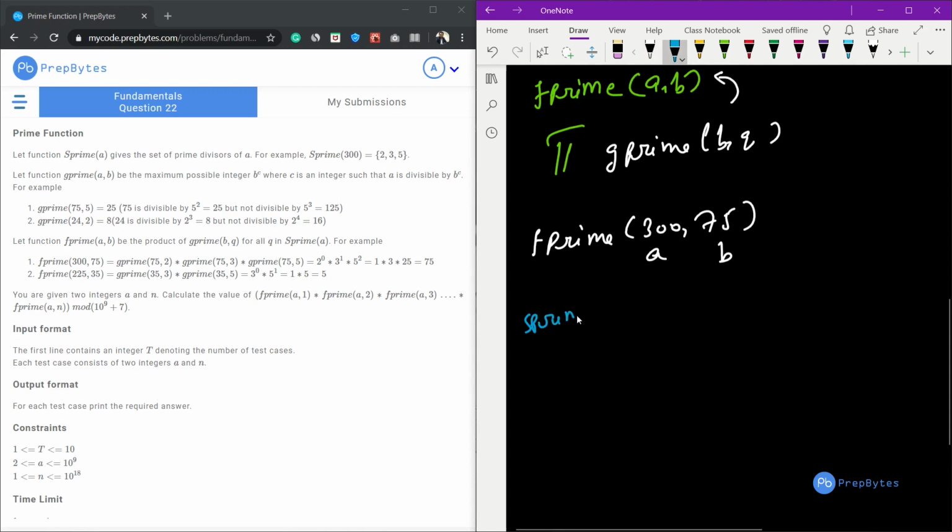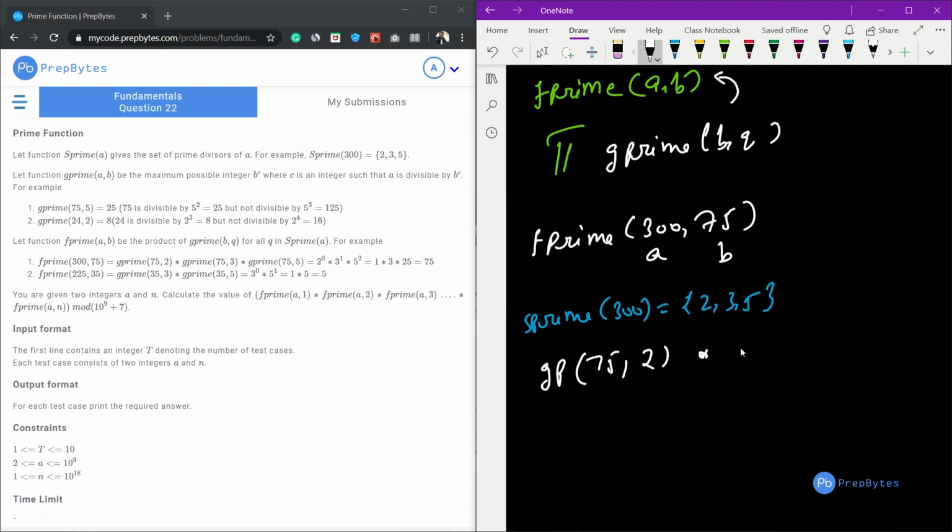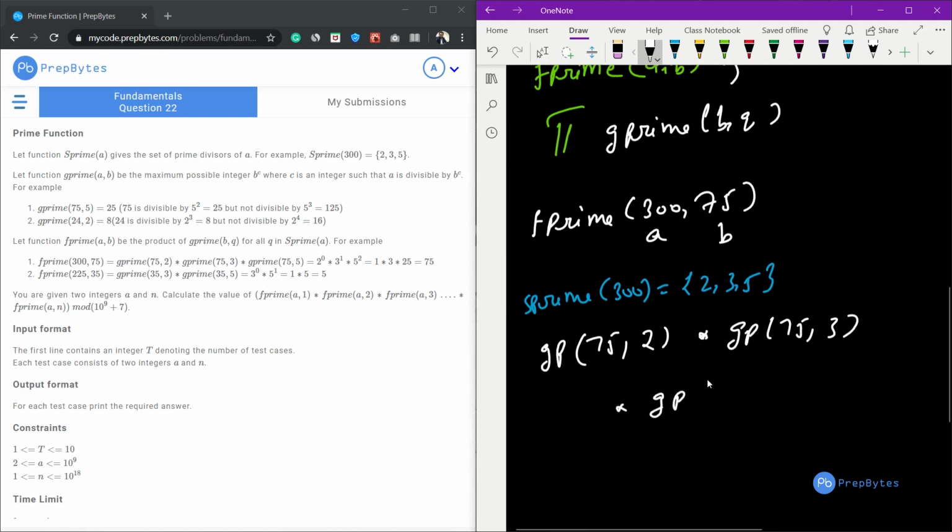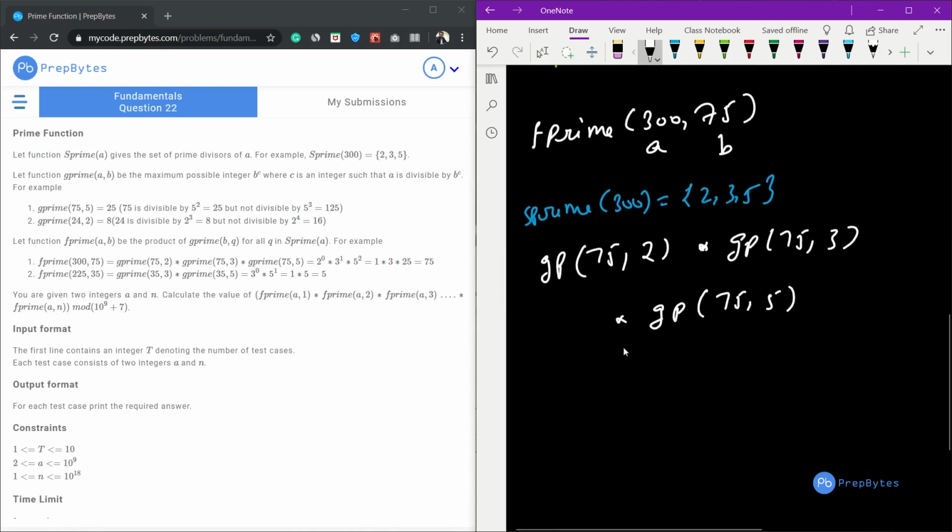So s prime of a is nothing but s prime of 300, which we have already seen: 2, 3 and 5. Fine. Now first, g prime of b. B is nothing but 75 comma 1 by 1 all the factors: g prime of 75 comma 2 multiplied by g prime of 75 comma 3 multiplied by g prime of 75 comma 5. Now just calculate g prime of all these values.